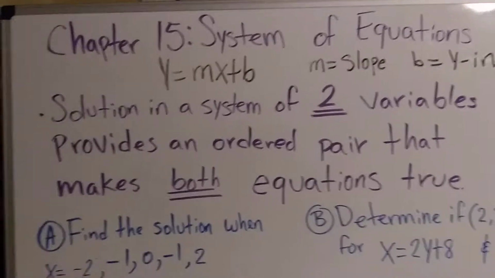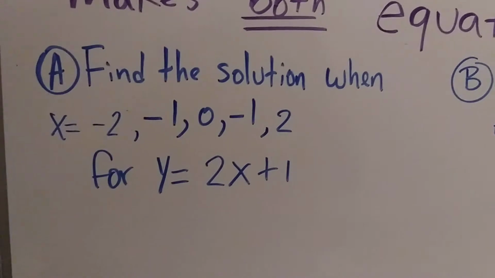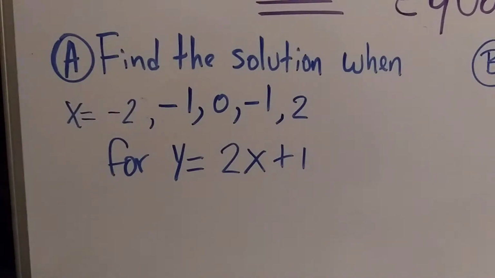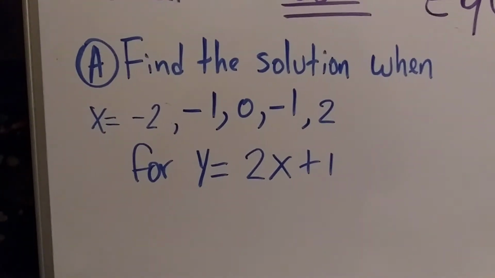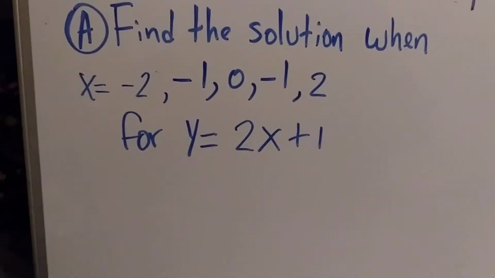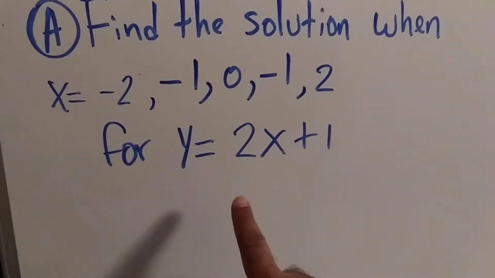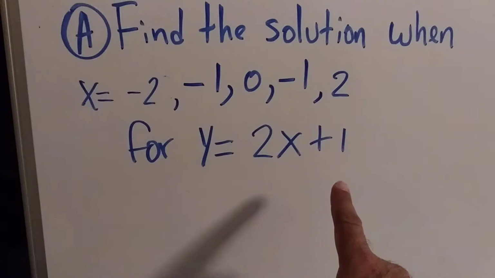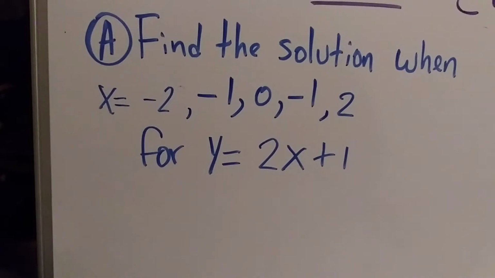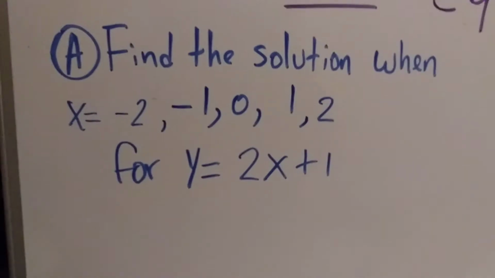So just to review, let's go ahead and look at an example of what it is to find a solution of a particular linear equation, or an equation that could also be contributed to a system of equations. So it's a straightforward substitution of values. The first example here is you're going to find the solution for the equation y equals 2x plus 1 when the value of x is -2, -1, 0, 1, and 2.